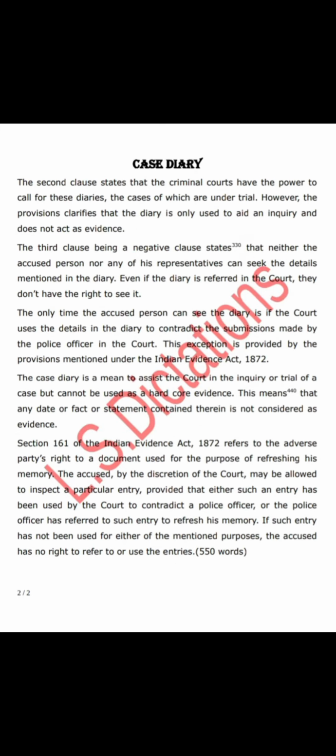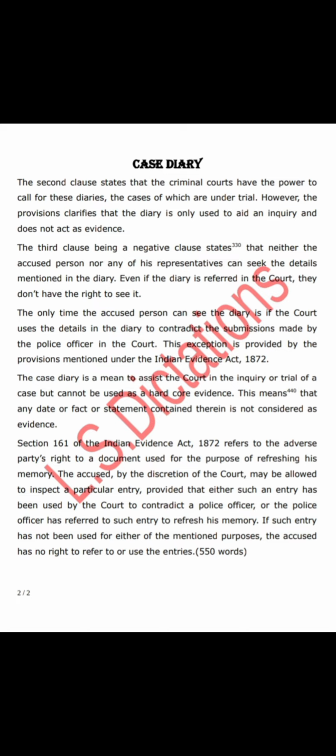The second clause states that the criminal courts have the power to call for these diaries of the cases which are under trial. However, the provision clarifies that the diary is only used to aid an inquiry and does not act as evidence.